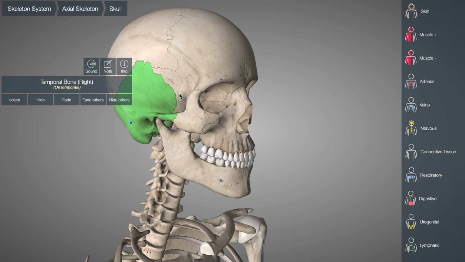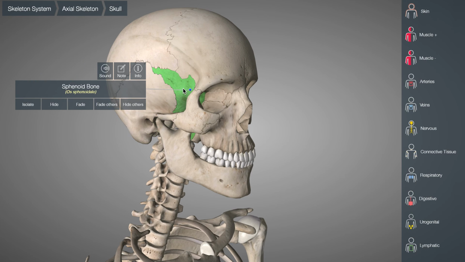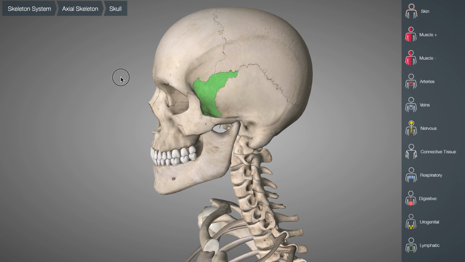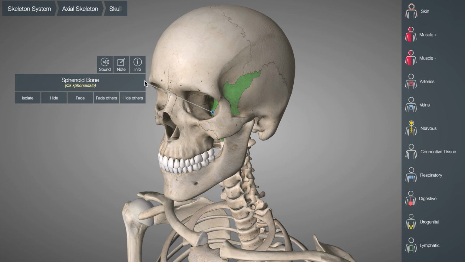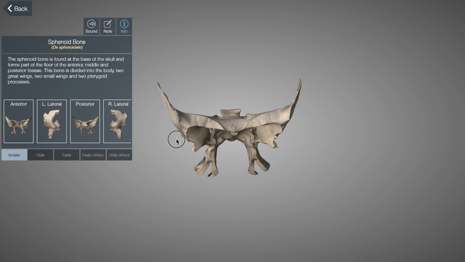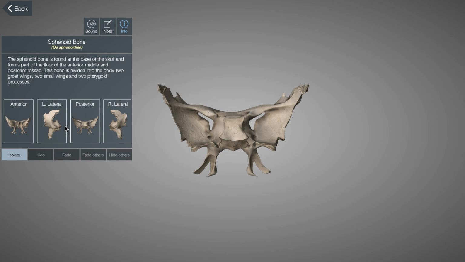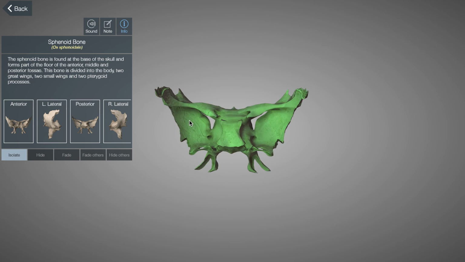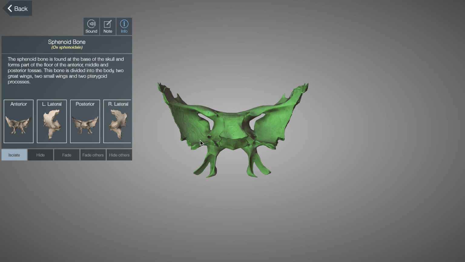Let me go ahead and show you a few more things in the skull. This is actually one of my favorite bones. This one's called the sphenoid. It doesn't look like much from this angle, but there is quite a bit to it if I isolate it. So it kind of looks like a butterfly. So if you need to identify a disarticulated skull, look at this as a butterfly. You have greater wings right over here, and then you also have lesser wings.